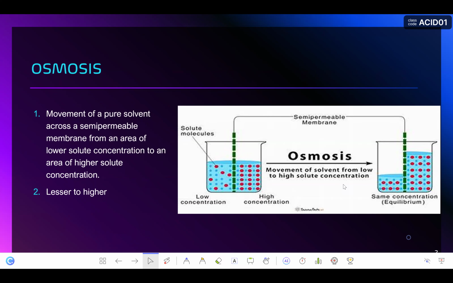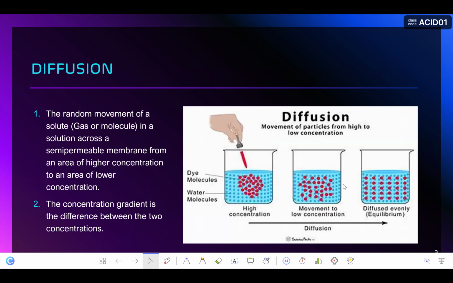Diffusion is a random movement of a solute, whether it's a gas or a molecule. This is important when we're talking about ABGs, arterial blood gases. It definitely deals with diffusion because we're looking at gas in a solution across a semi-permeable membrane from an area of higher concentration to an area of lower concentration. So this goes from high to low. The concentration gradient is the difference between the two concentrations, and that's diffusion.